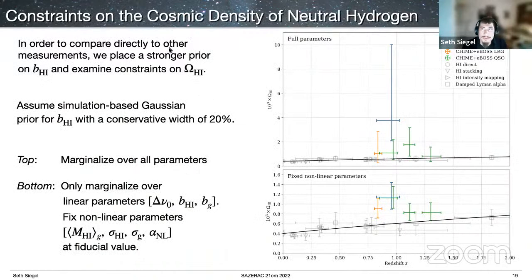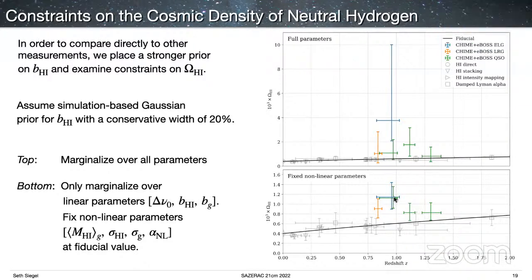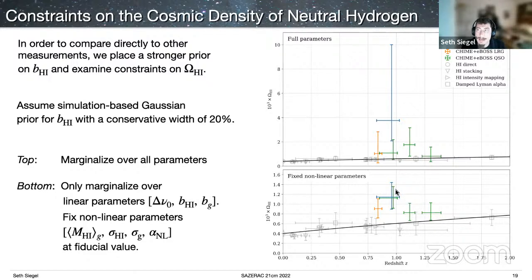So in order to compare directly to other measurements made by other experiments, we place a more informative prior on the linear bias and then examine the constraints on the density. So we use a simulation-based prior of about 20% on the linear bias, and the resulting constraints on the density are shown here. So if you first focus on the bottom panel where we've marginalized over the linear parameters only and fixed the nonlinear parameters at their fiducial value, each color shows the CHIME constraints from a different tracer. The quasar catalog is shown in green and has been split into three redshift bins. There's good agreement between all of the CHIME measurements from the different tracers, and the total uncertainty due to statistical and systematic errors is roughly 20%.